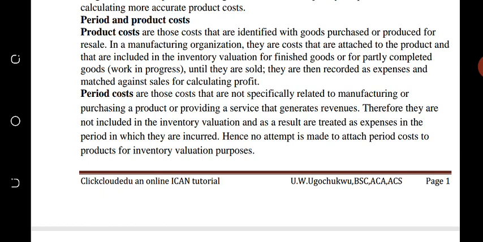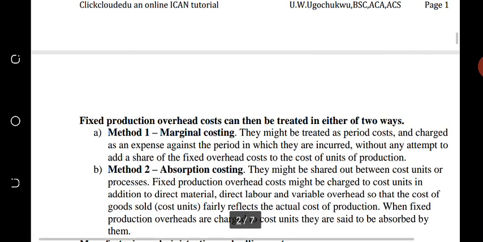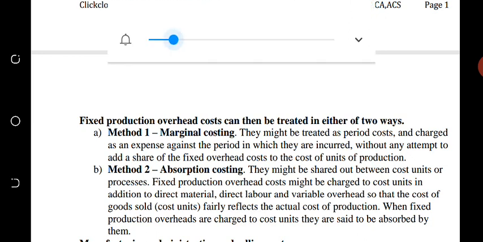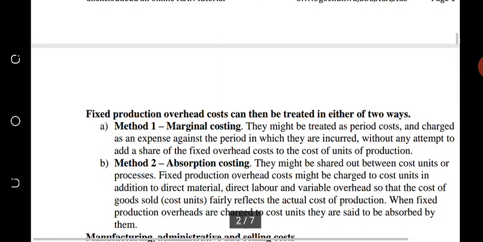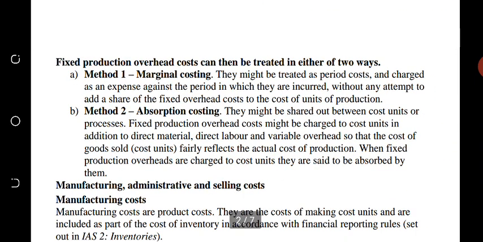So all these costs that cannot be traced to a particular service or a particular product are called period costs. They are not used in valuing our closing inventory. So let's talk about fixed production overhead. Fixed production overhead may or may not be used to value our closing inventory. It depends on the approach we use in preparing our operating statement.